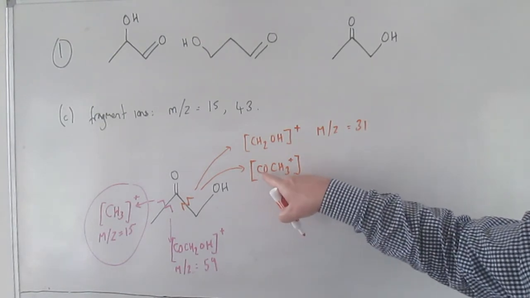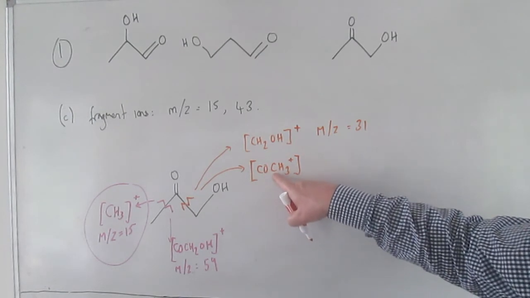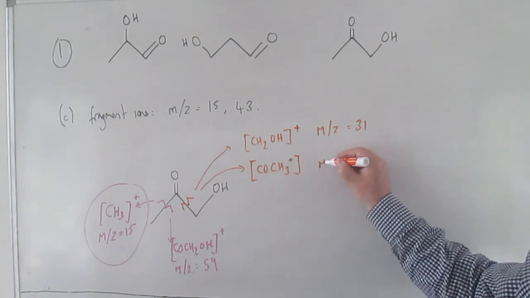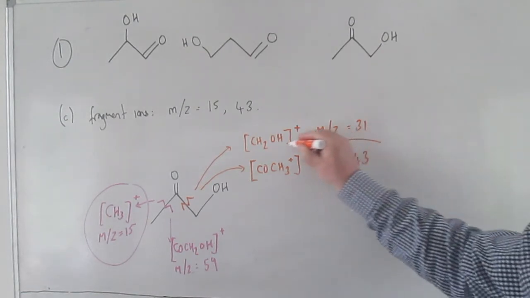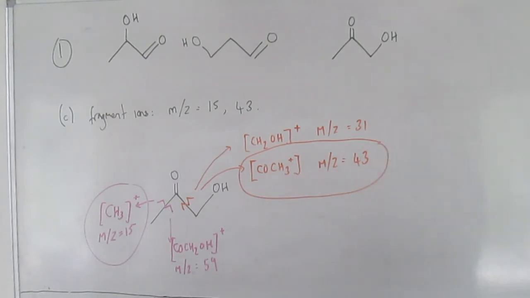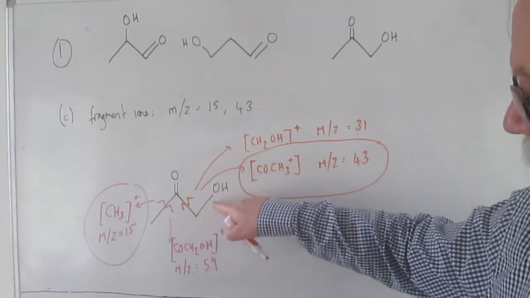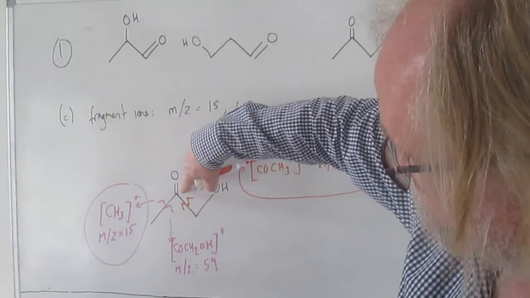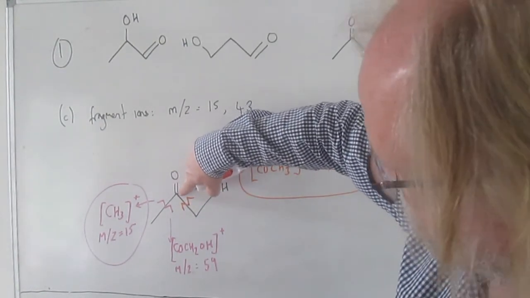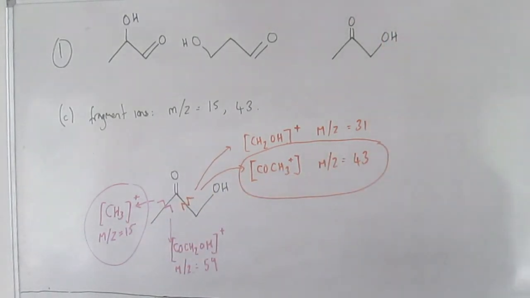Here we've got 12 plus 16 is 28, 38, 40, 43. And finally, you can see we've struck the jackpot with that one, because 43 is what we've been looking for, and we got it right at the end there. So if that bond breaks, we get the positive charge on this side, we get COCH3 plus, and that would give us the M over Z of 43.